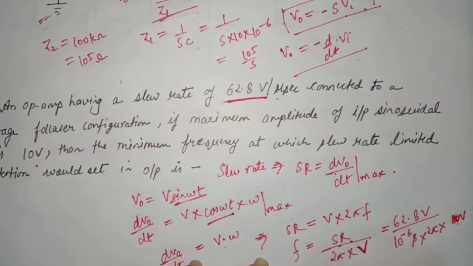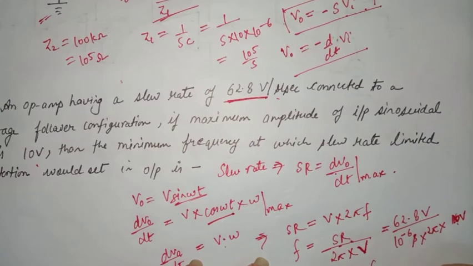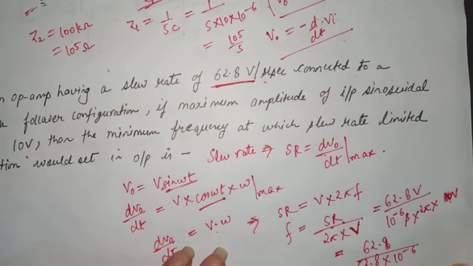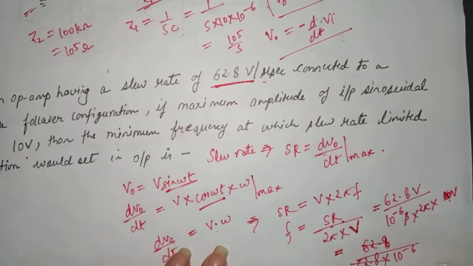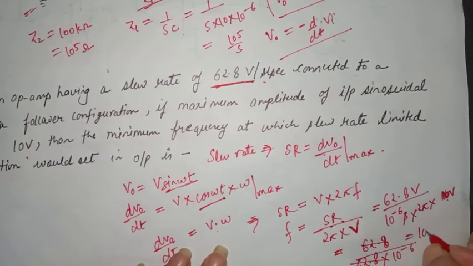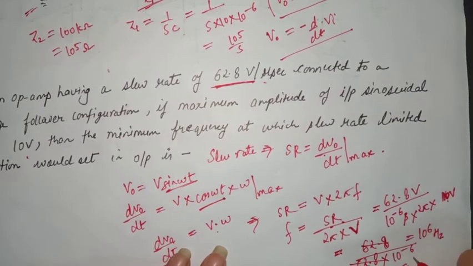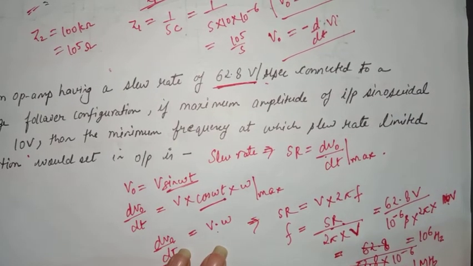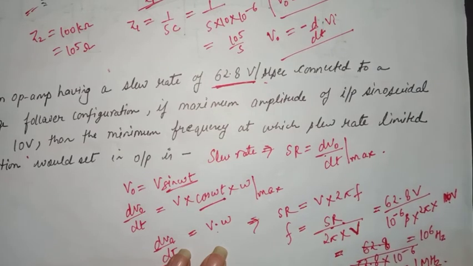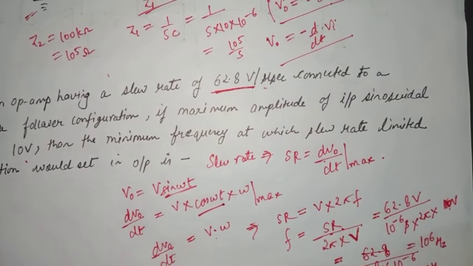So it will come as 62.8, and 2 pi into 10 is 62.8 into 10 की power minus 6. Now this will get cancelled, और यहाँ पे क्या आ जाएगा, 10 की power 6 hertz, and we can write 1 megahertz. So the answer will be 1 megahertz.